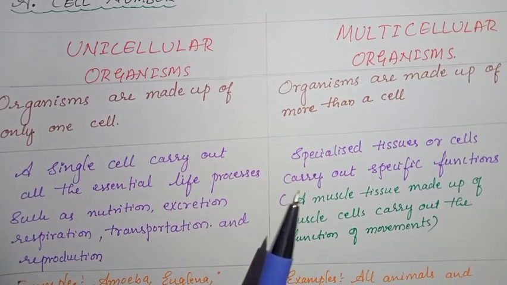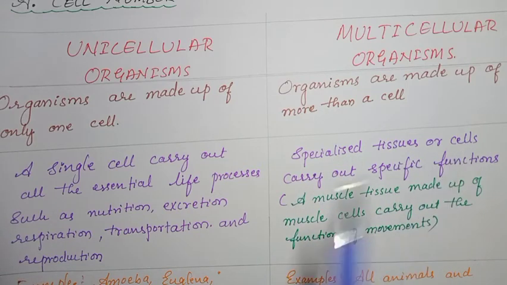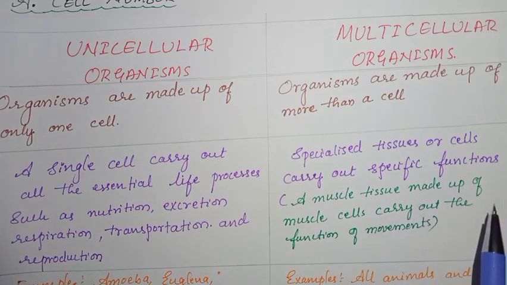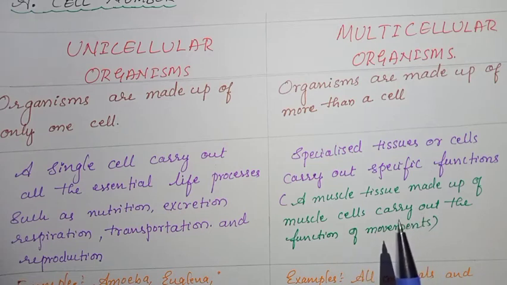When we see the multicellular organism, specialized tissues or cells carry out specific functions. For example, muscle tissue made up of muscle cells carries out the function of movement in the body. The nervous system, nerve cells or nerve tissue, helps in conduction of impulses. And skeletal tissue, the bone tissue, helps in giving mechanical support to the organism.